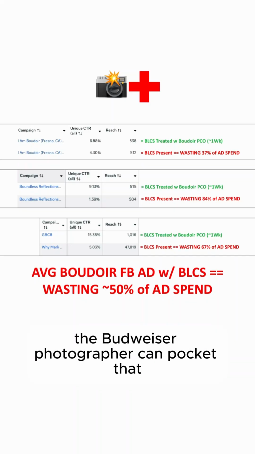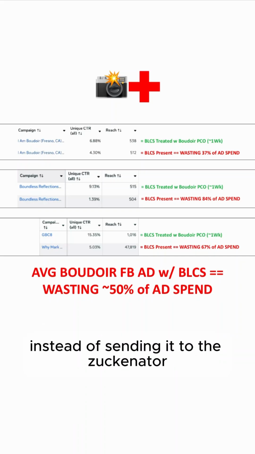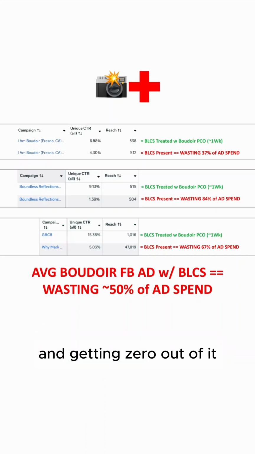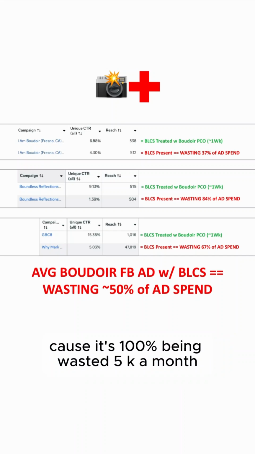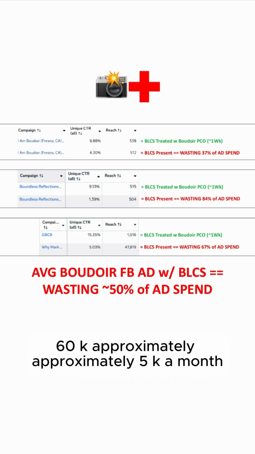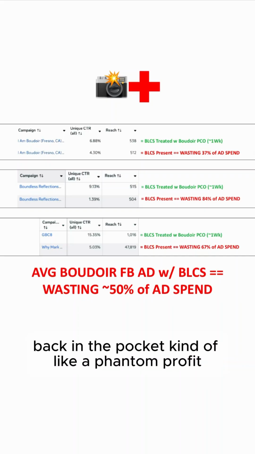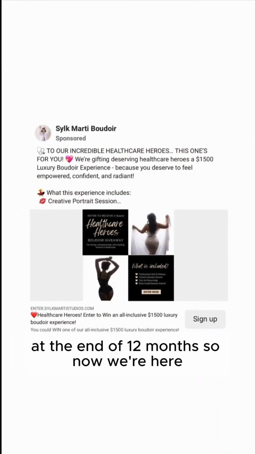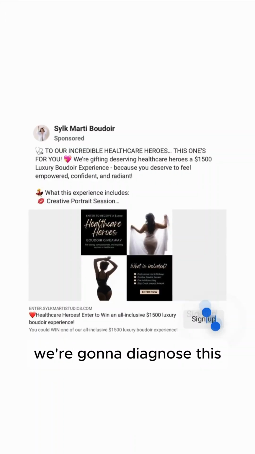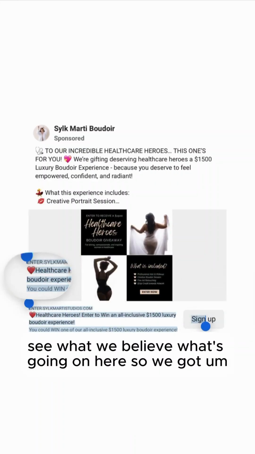The Boudoir photographer can pocket that instead of sending it to the Zuckinator and getting zero out of it because it's 100% being wasted. Approximately 5K a month, approximately 60K in the next 12 months back in the pocket, kind of like a phantom profit, Boudoir Pico profit months. So now we're here, we're going to diagnose this, see what we believe is going on here.